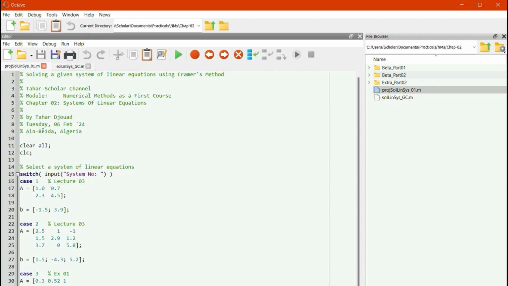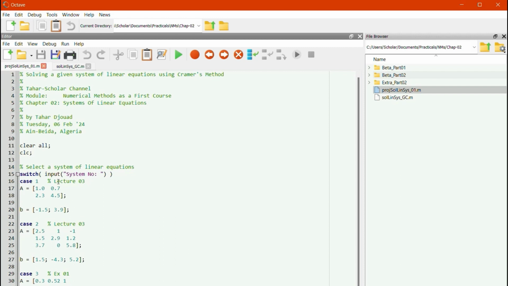I was born here. So we clear all as usual and clear the console. And then we choose among a sample of systems of linear equations using switch and input. We ask the user to input a number, and according to that number, we select the system, the matrix A and B, that defines our system.